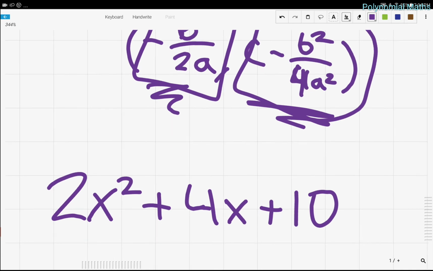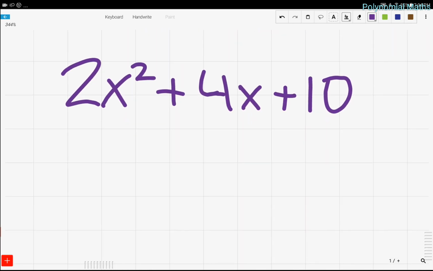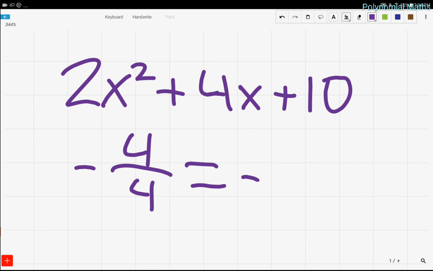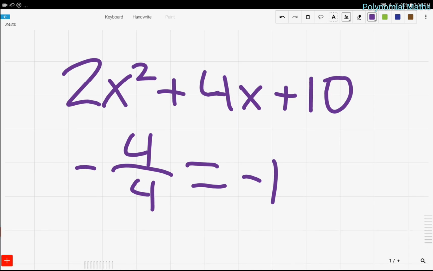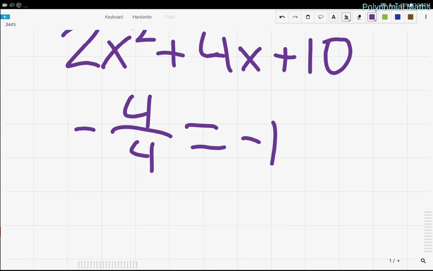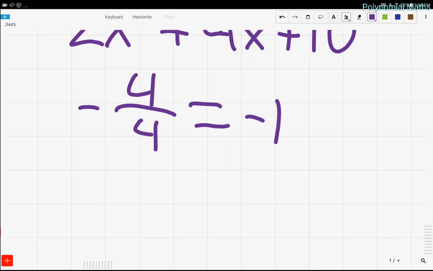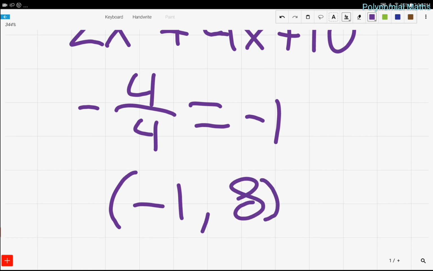And let's use our formula negative b over 2a. So 4 over 2 times a, which is 4 over 4. So negative 4 over 4 equals negative 1. So our x-coordinate for the vertex is negative 1. Plugging negative 1 back in, we get 2 minus 4 plus 10, which is equal to 8. So our vertex is just (negative 1, 8).